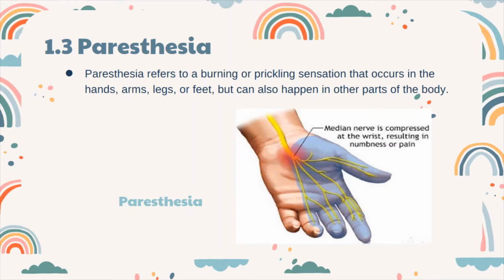So for the last item for CLO number 1, we have paresthesia. Paresthesia refers to a burning or prickling sensation that occurs in the hands, arms, legs, or feet but can also happen in other parts of the body. The tingling or numbness, skin crawling, or itchy feeling which occurs without warning is usually painless.